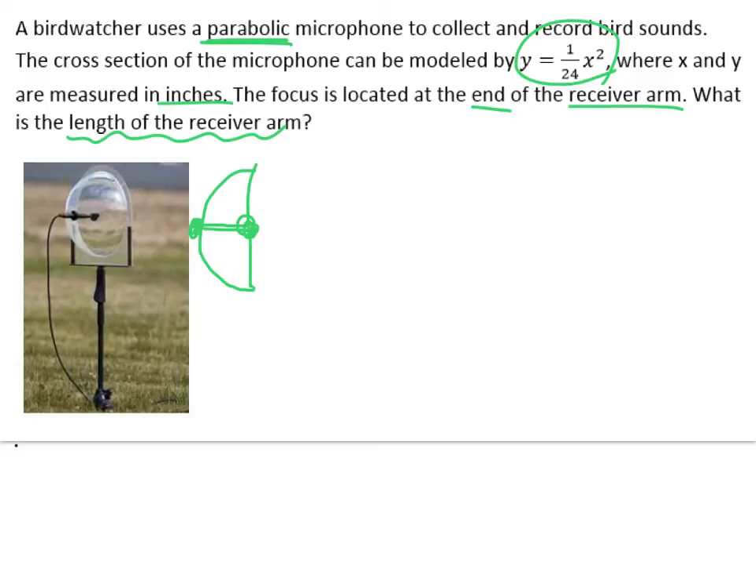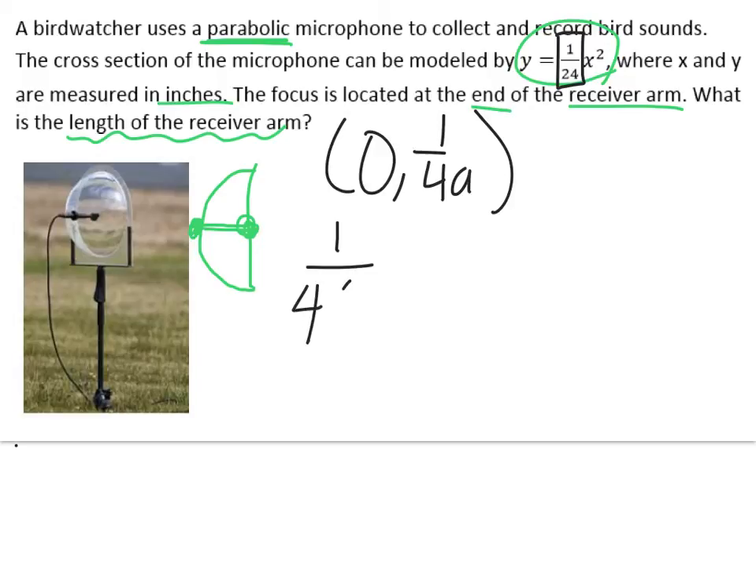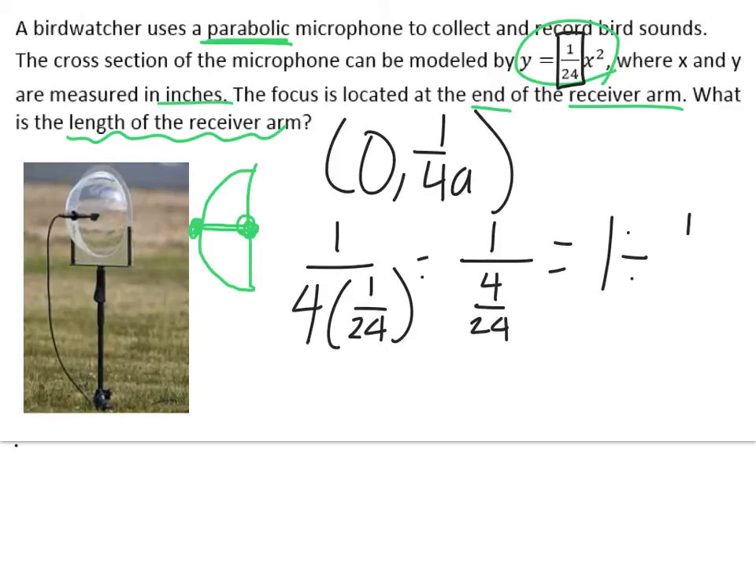So we have to find out what our focus is. We've done this before already in previous examples. We have that our focus coordinate is 1 over 4a. Due to the equation we were given, 1/24 is our a, and so we're just going to plug it in. So 1 over 4 times 1/24, that becomes 1 over 4/24. This is one of those strange examples. And this now becomes 1 divided by, I'm going to reduce this fraction to 1 over 6.